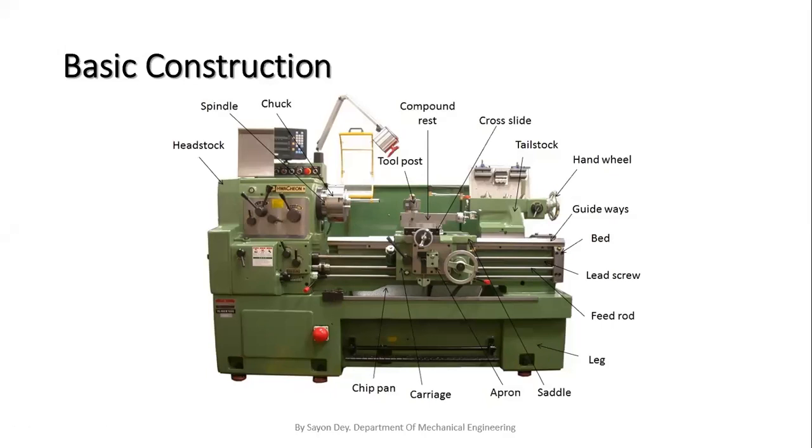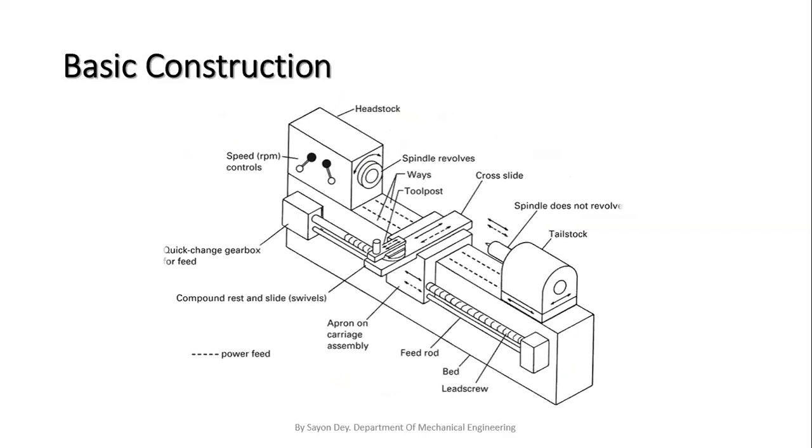Okay, so for better understanding, I'm going to show you one schematic diagram of this lathe. This is a schematic diagram of the basic construction of a lathe. Here also, through this diagram, we can see those portions. That means these are the headstock, this is the spindle, this is one gearbox, these are the feed gearbox. Okay, and in the headstock there is also one gearbox that is called the speed gearbox. So two different types of gearboxes are there. I'm going to detail that construction portion.